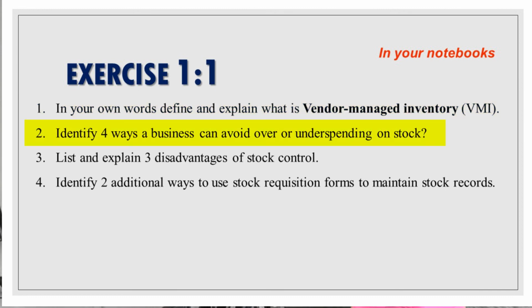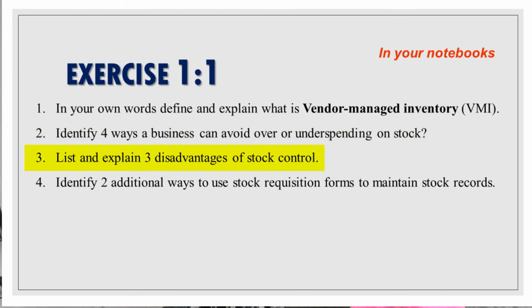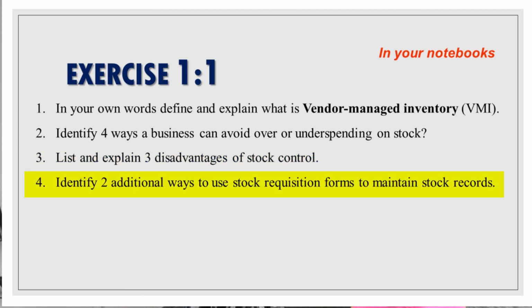Number 2. Identify 4 ways a business can avoid over or underspending on stock. Number 3, list and explain 3 advantages of stock control. And 4, identify 2 additional ways to use stock requisition forms to maintain stock records.